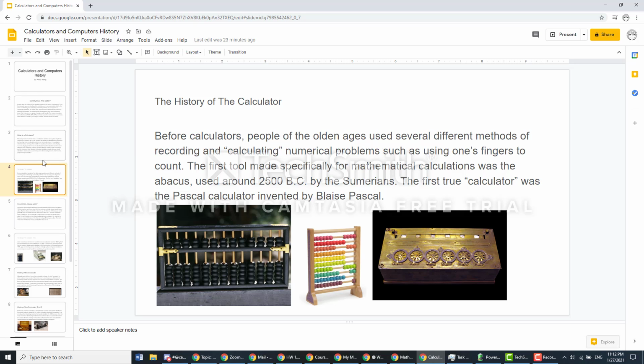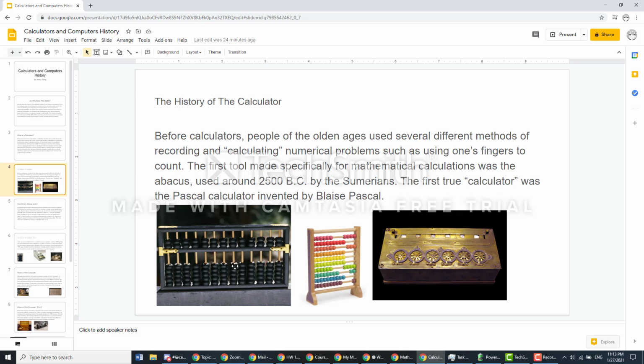There were ancient calculators, but they weren't like calculators. They were just tools to help calculating, which is a calculator technically, but they didn't call it a calculator, and it's not really a true calculator. It's like having your fingers to help you multiply or add, basically.